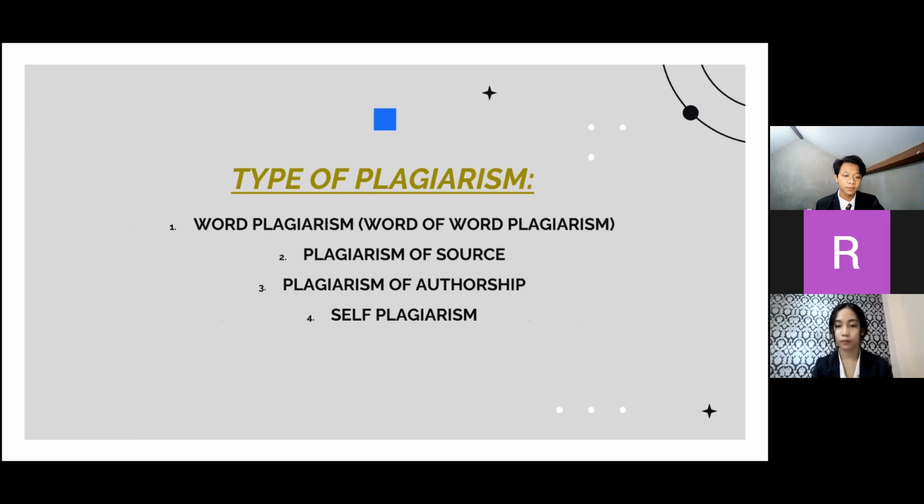One is word plagiarism. Word plagiarism is when the author uses the work of another author without mentioning the source. Two is plagiarism of source, when the author doesn't write the source completely. Three is plagiarism of authorship, when the author is acknowledged as the author of other people's works with awareness and intentional motive to deceive the public. Four is self-plagiarism, an act of plagiarism against one's own writing.